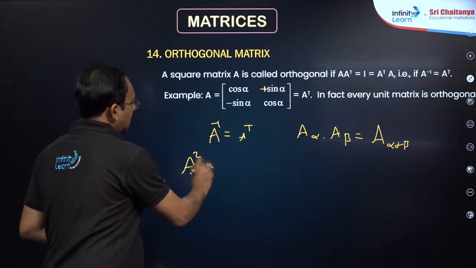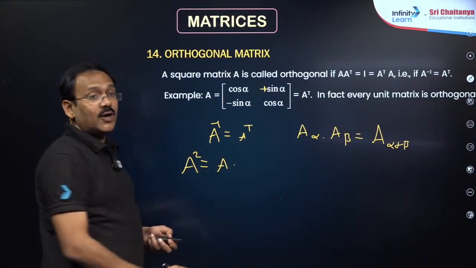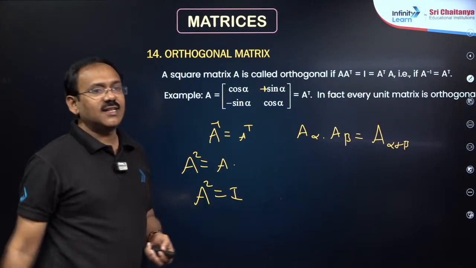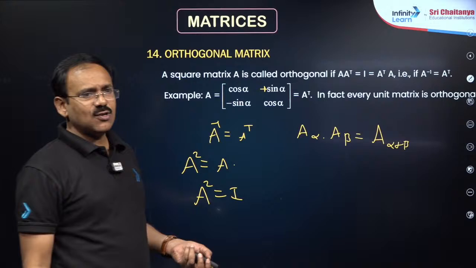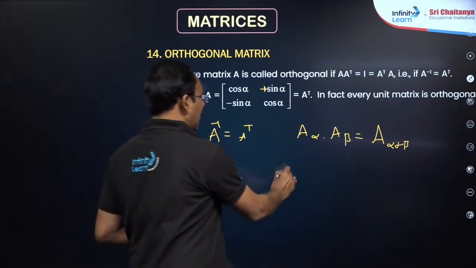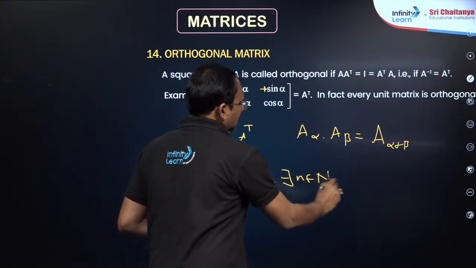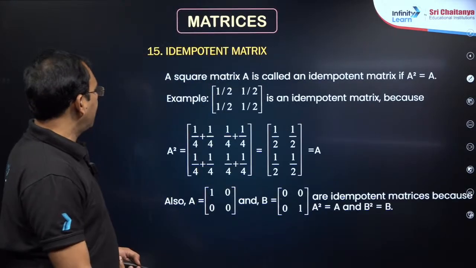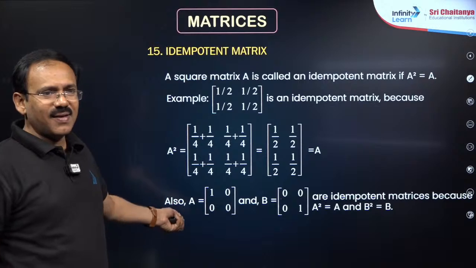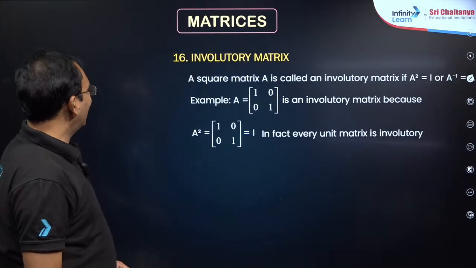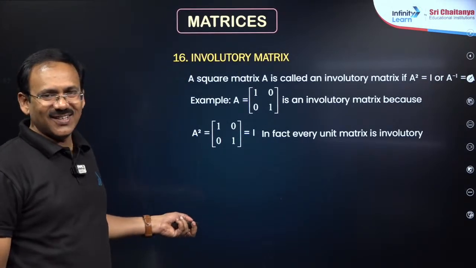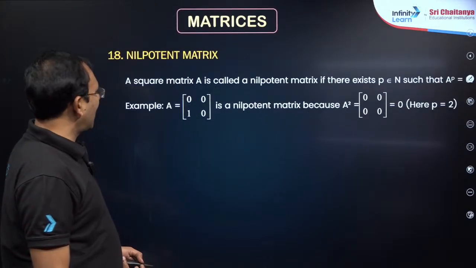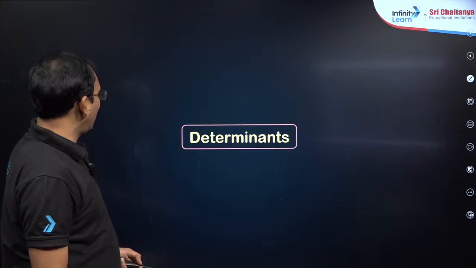Idempotent matrix is just A square is equal to A. Involutory means self inverse, A square is equal to I. Next one is null matrix, where A is equal to 0. Nilpotent matrix means there exists some n belonging to N such that A power n is equal to 0. That is nilpotent. Okay. Next, idempotent matrix, A square is equal to A. Okay. Involutory matrix, we got self inverse, A square is equal to I. Okay. Periodic matrix is not important, nilpotent not important.